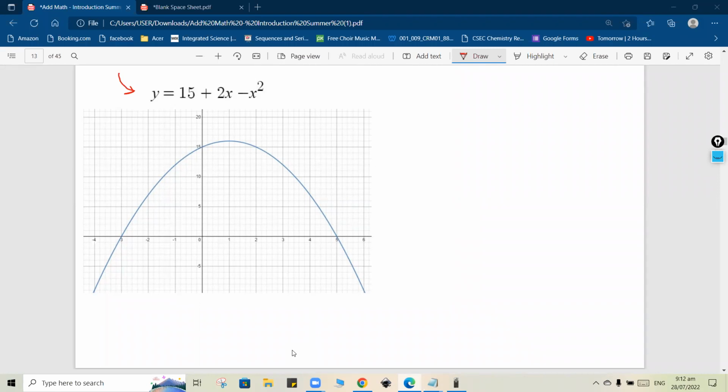You have to be able to draw quadratics on graphs. If the graph is already drawn for you, you have to learn to interpret the graph. Now, here's the thing about any quadratic. When you draw any quadratic in the world, you're going to get one of two shapes.